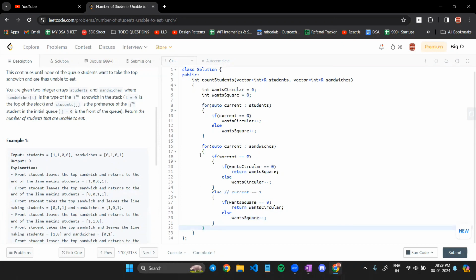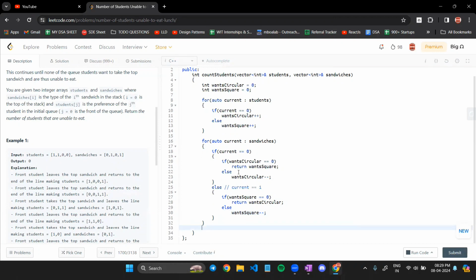Correct? Now, after that, what we will do? If we won't return from here and we won't return from here, then what does it mean? It simply means that all the children were able to get their order, correct? That is, all the children were able to eat something at lunch, correct? So from here, we'll simply return 0.